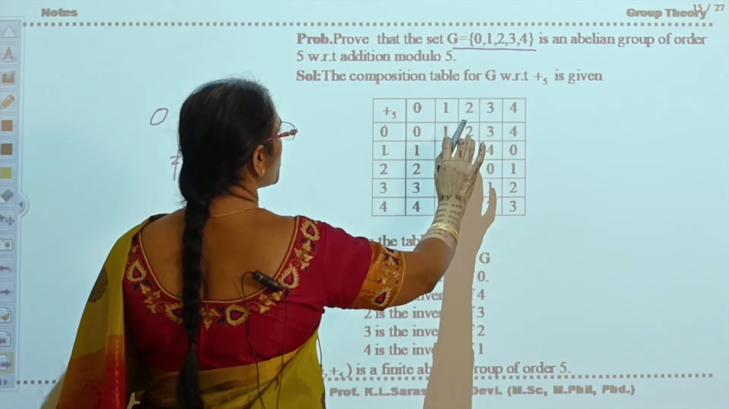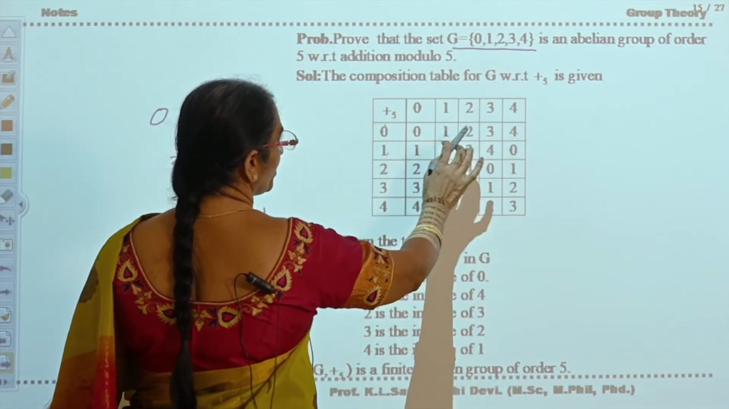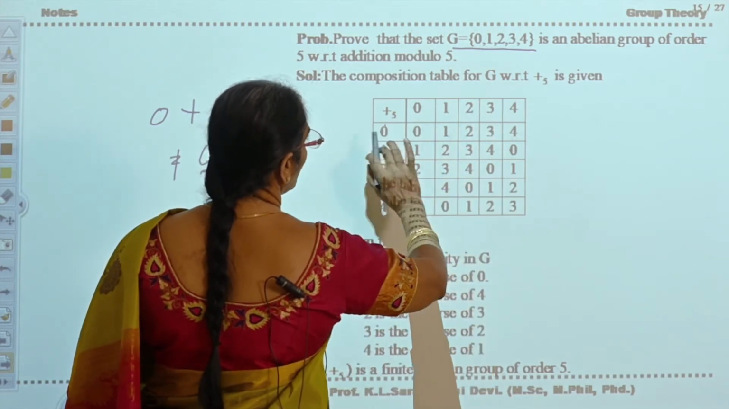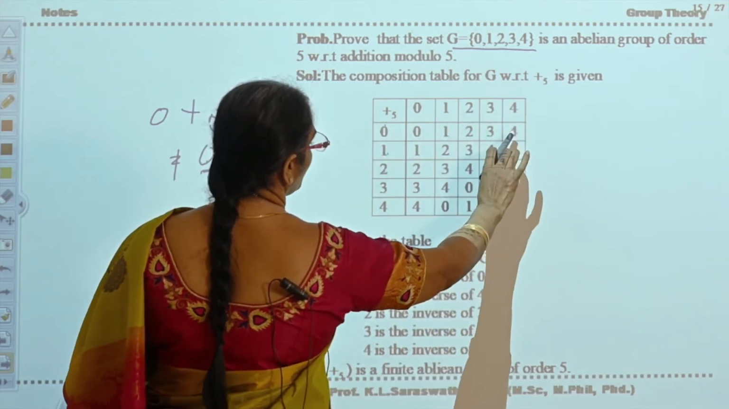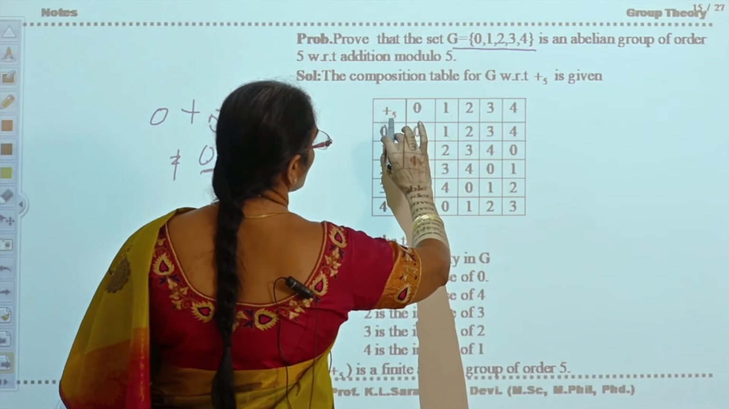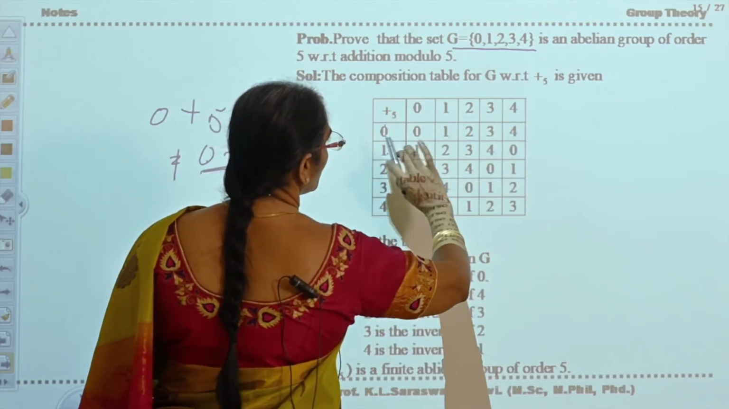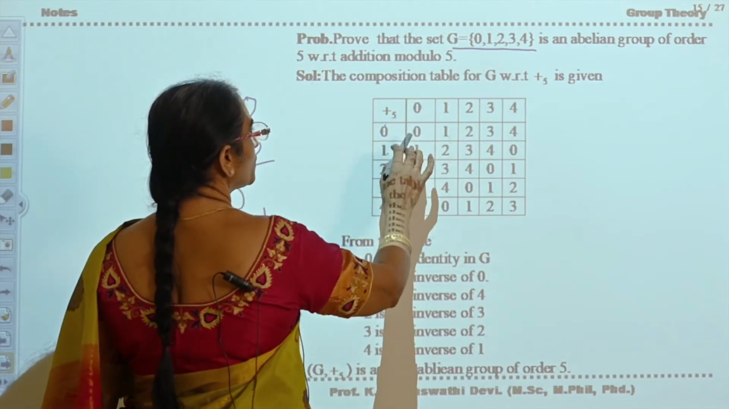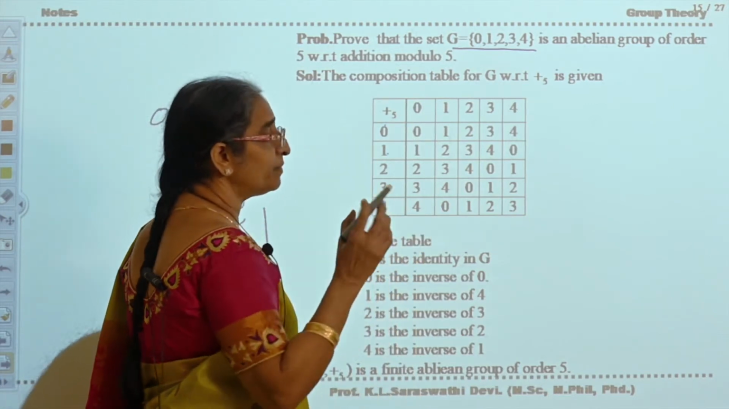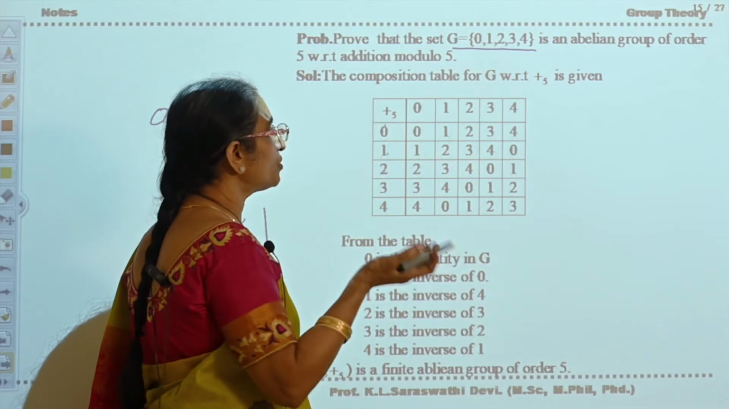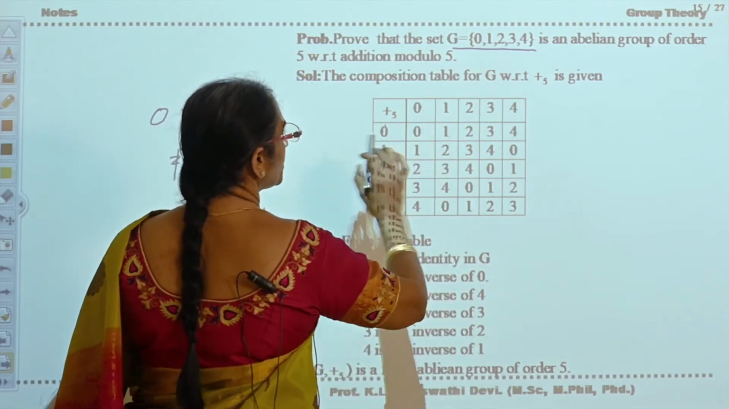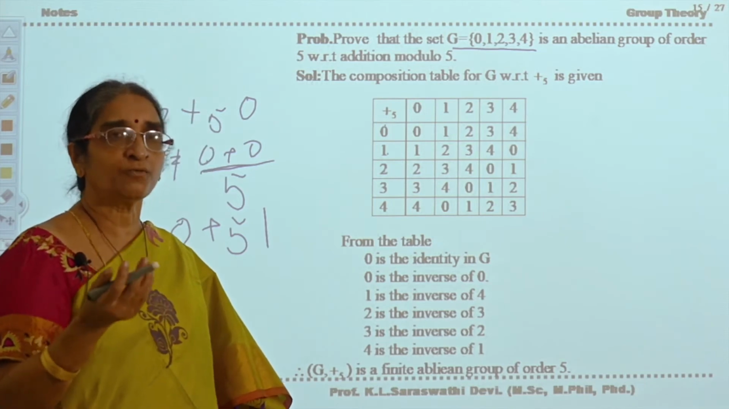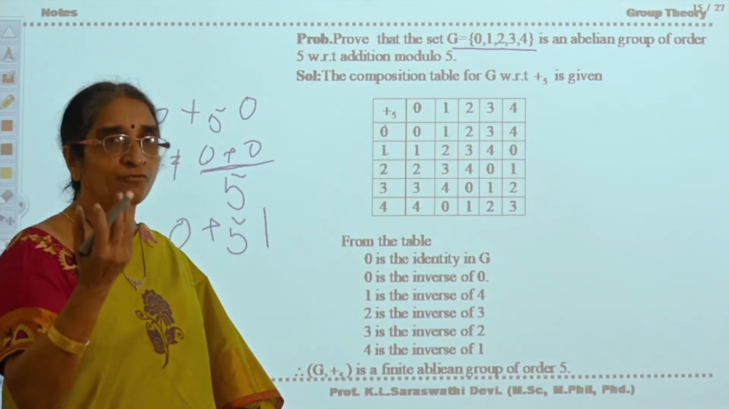Similarly, 0 plus 2 by 5: 2 is less than 5, so 2. 0 plus 3 by 5: 3 is less than 5, so 3. 0 plus 4 by 5: 4 is less than 5. So the modulo values will be 0, 1, 2, 3, 4. Next, 1 plus 0 is 1, 1 by 5, and 1 is less than 5, so you will write 1. 1 plus 1 is 2, so 1 addition modulo 5, 1 is 2.